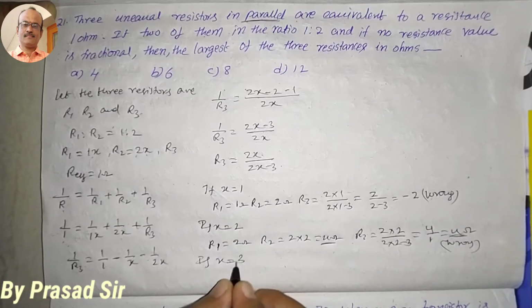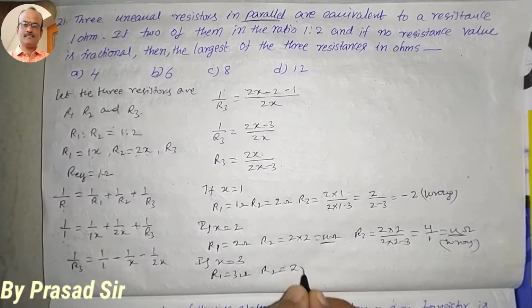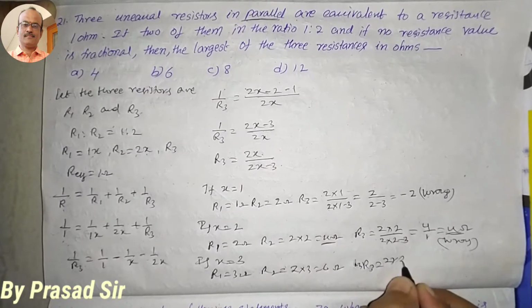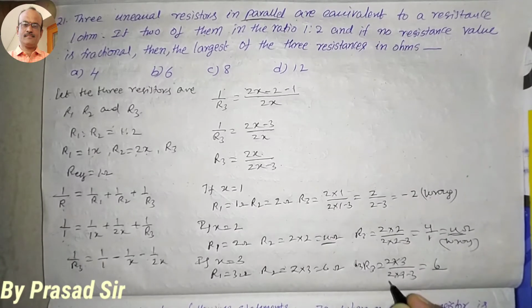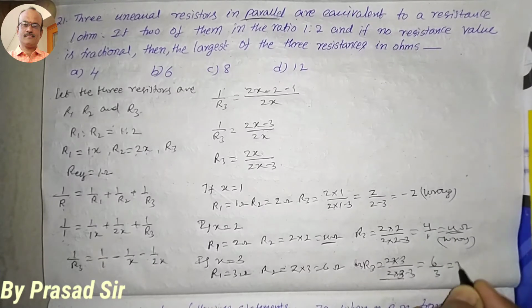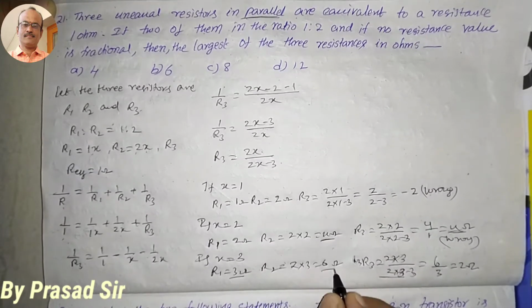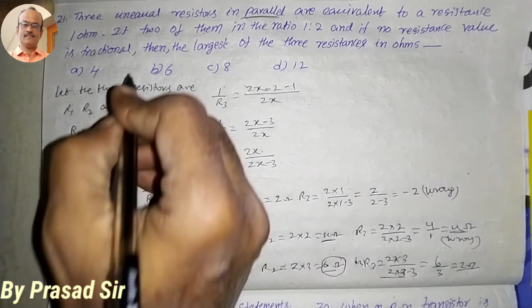Suppose x is equal to 3. R1 is 3 ohms. R2 is 2 into 3, that is 6 ohms. Then R3 is 2 into 3 divided by 2 into 3 minus 3, that is 6 divided by 3, which is 2 ohms. So it is correct, with no fractional values and no equal values. So we have 3 ohms, 6 ohms and 2 ohms. 6 ohms is the maximum resistance we are getting. So option B is correct.